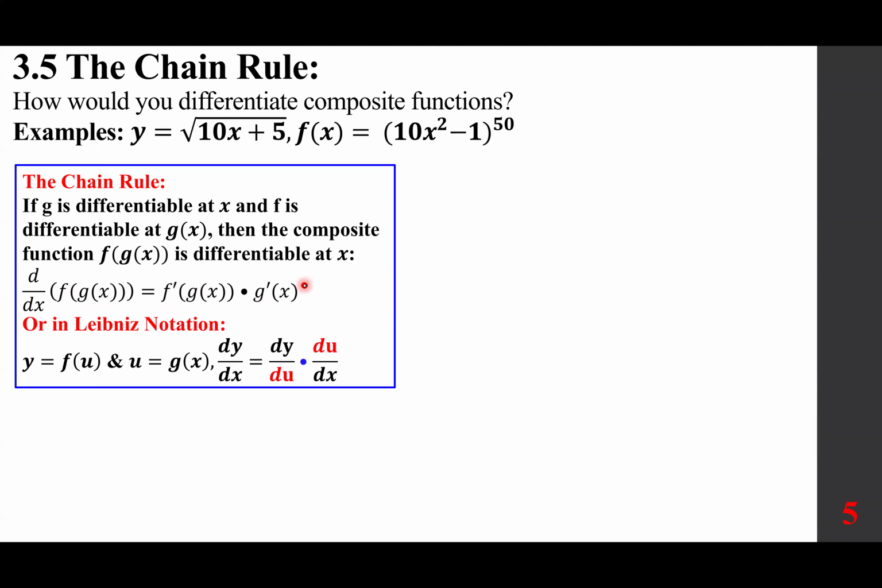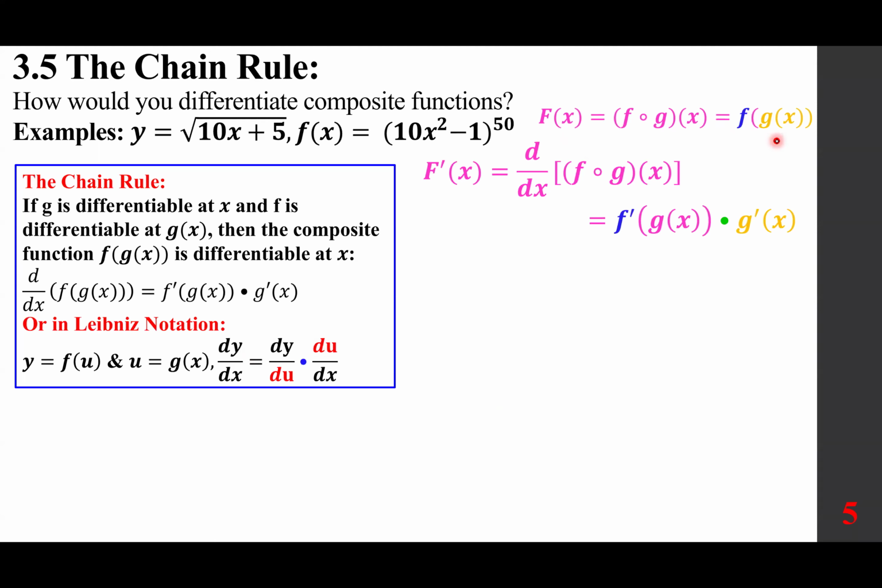Now, if we go with Leibniz's notation, and y is f of u, that means it's a function of u, meaning u is the independent variable. And u is g of x, that means it's a function of x, and x is the independent variable. And then dy/dx is dy/du times du/dx. Or, as it was mentioned, let capital F of x represent the composite function f of g. If you differentiate it, you get f prime of g of x times g prime of x. That's what we get, everybody. And so that's the synopsis of the chain rule.